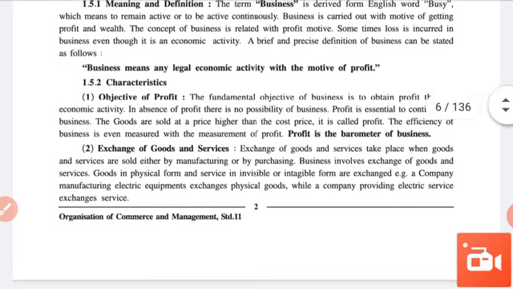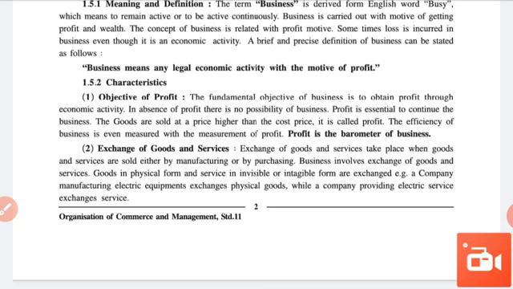Then the characteristics of business. The first one is the objective of profit. What is the objective of business? That is profit. Profit motive is the important or fundamental or main objective of business: to obtain profit through economic activity. If there is an absence of profit, there is no possibility of business. Obviously, if there is no profit, how can we run our business? We can't. So profit is essential for continuing business.